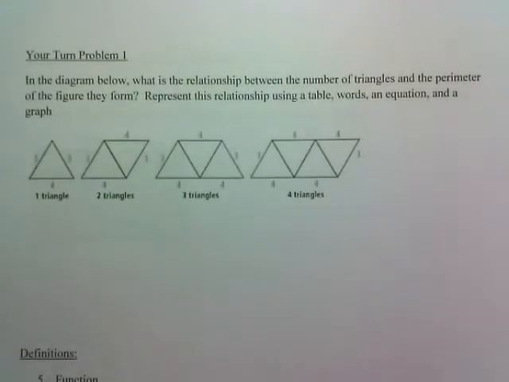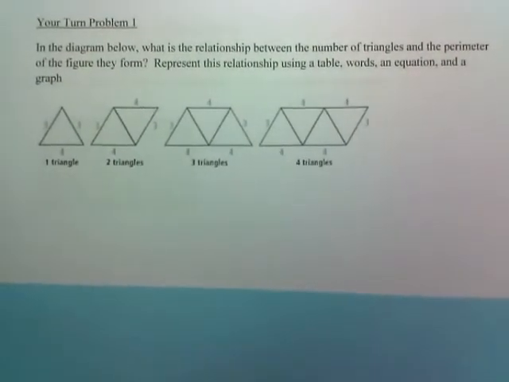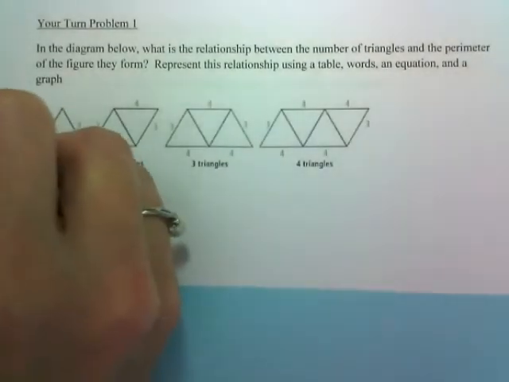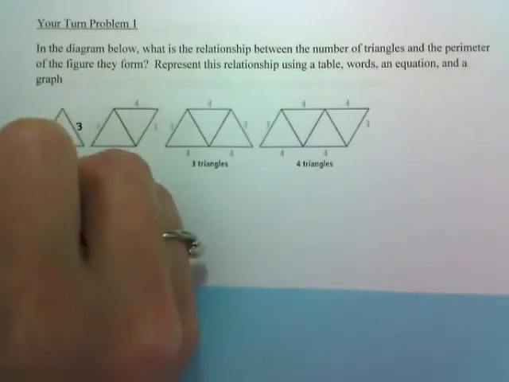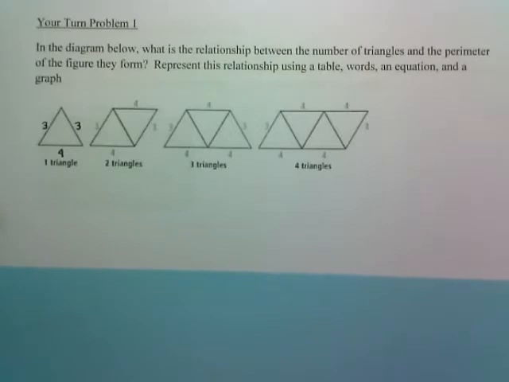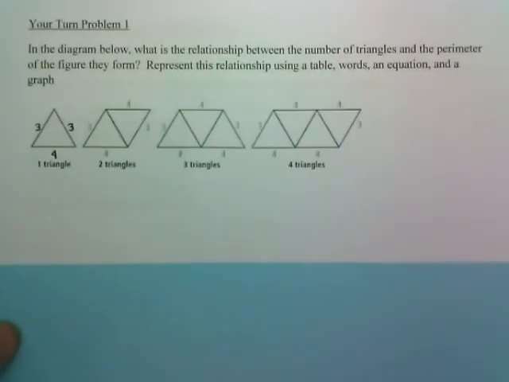I want you to take that example and apply it to your turn problem 1. And this is the same basic process. You've got an illustration. This one's triangles. Those are 3s. It's kind of hard to see. So this is a 3, this is a 3, this is a 4. It continues on in that same sort of pattern there. And so determine what the relationship is. Make sure you know which is the independent and which is the dependent variable. And you need to create a table, write it in words, write an equation, and graph it, just like we did on the last problem.